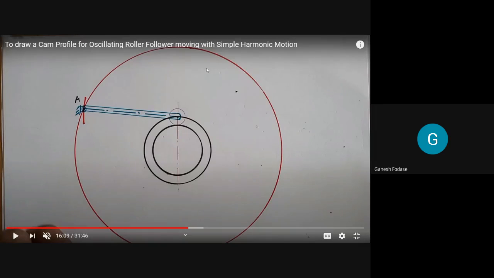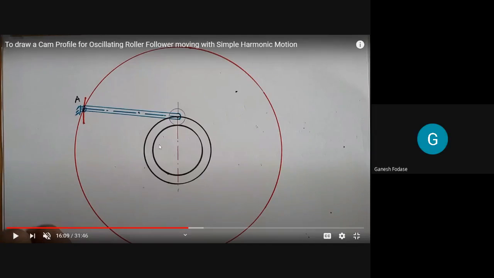In order to get the center of the fulcrum, draw a circle of radius 8.4 centimeter with cam center as center. Once I get this circle, somewhere on that circle the fulcrum center is there. And to get that fulcrum center, we know the length of the follower arm is 7.6. So with roller center as center, draw an arc on this outside circle to get the A point. Likewise, we get the first position of the follower.